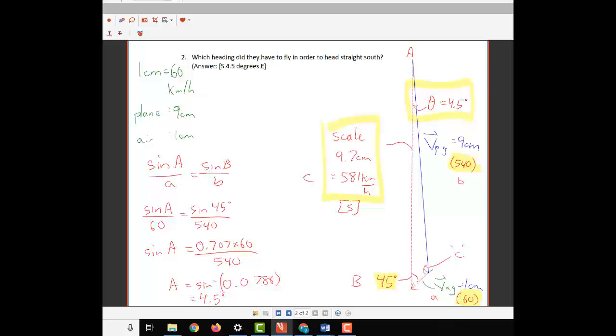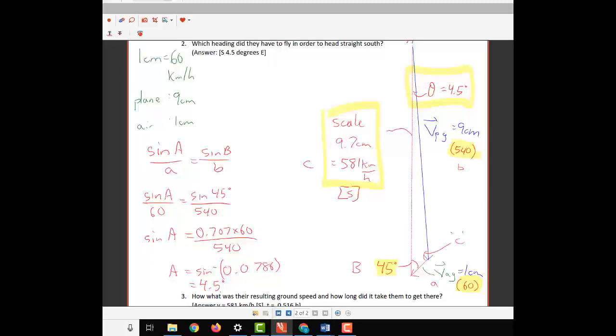And if we did some more testing, we could use sine law again to figure out our angle C. Remember that a triangle is equal to 180 degrees. So if we minus our 4.5 degrees and we minus our 45 degrees, then what we're left with is the leftovers from that. So 180 minus 45 minus 4.5 gives us 130.5 degrees. So that is our angle C.